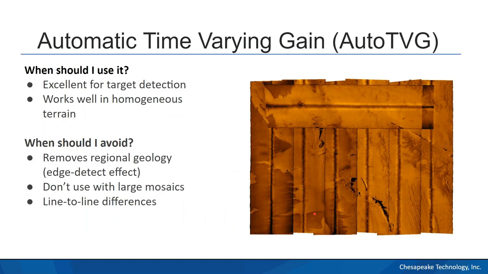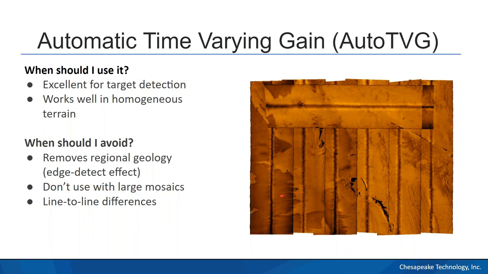So when should you use AutoTVG? I think it's excellent for target detection. If this is your goal for your mission, then I would use AutoTVG as a start. It works really well in homogeneous terrain. So if you've got just sand or just rocks, it works great. It tends to remove geology over time. It works okay for small changes. Like these lines don't look too bad, actually. You can still see the distinct difference between the rocky stuff and the soft stuff.